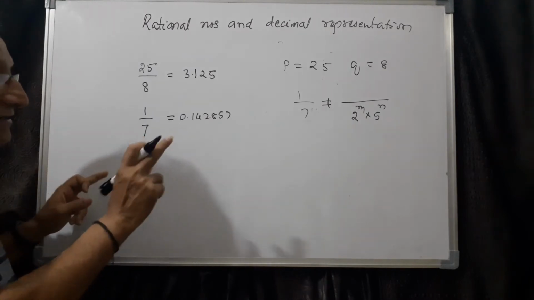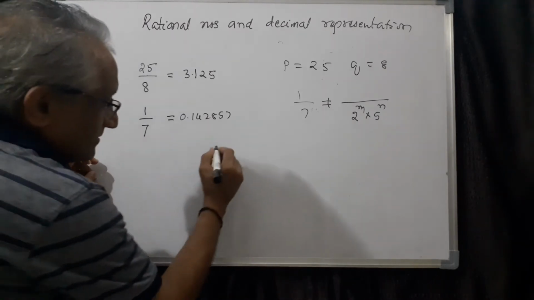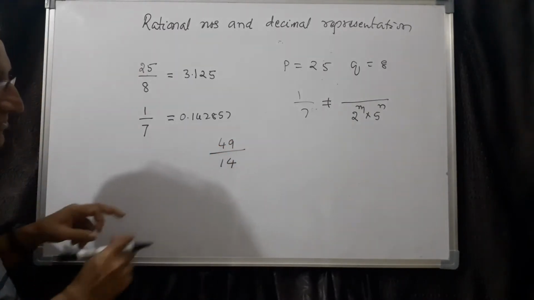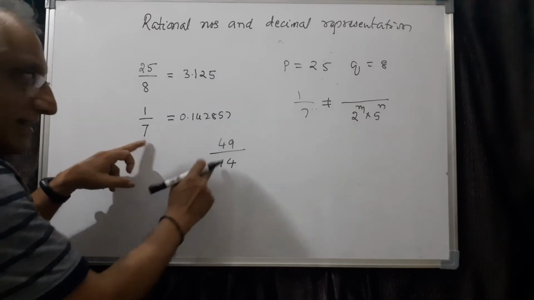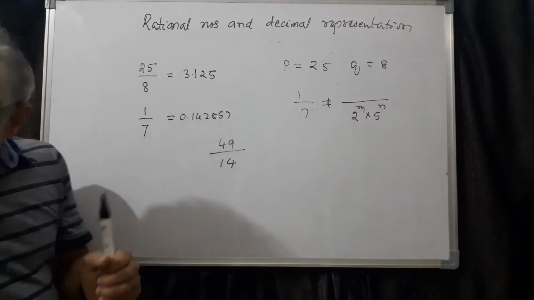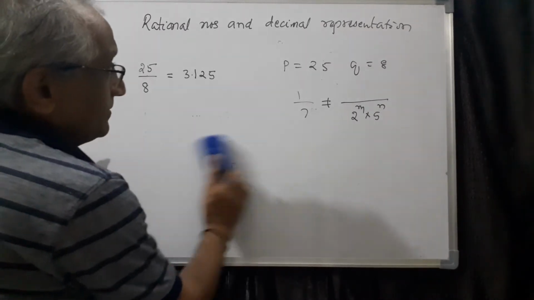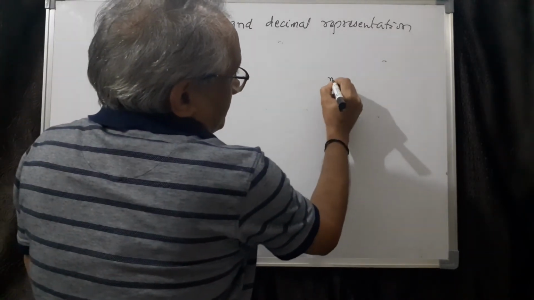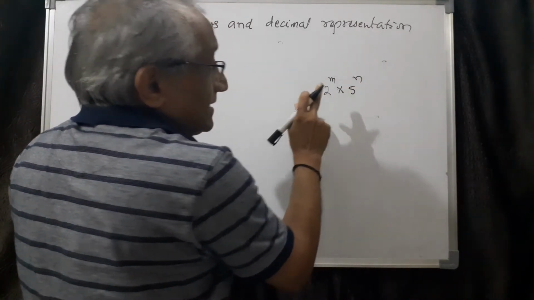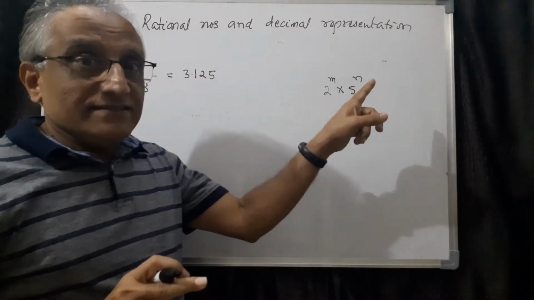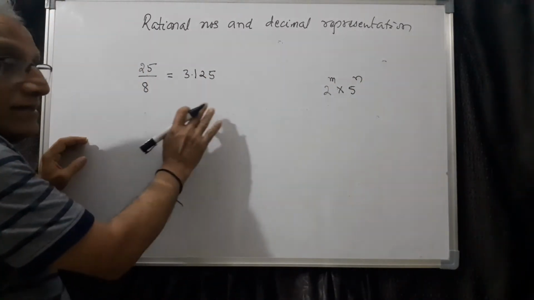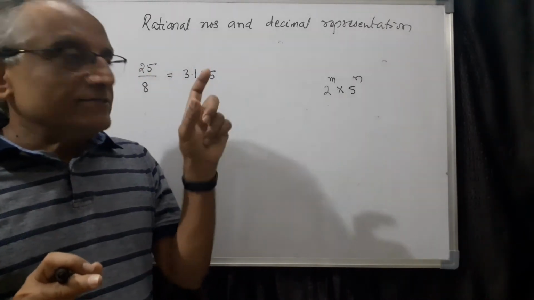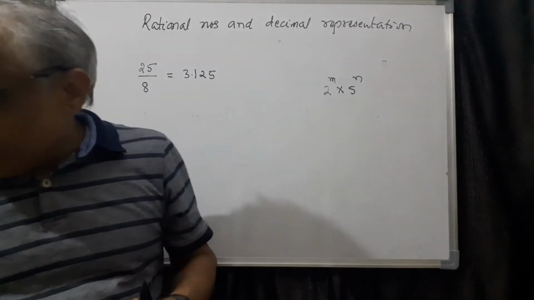But sometimes it is also possible when there is a 7. For example, if you take 49 divided by 14, here 7 is a factor, but after simplification once again you get 2 in the denominator. Therefore, the idea is that the denominator should be written in the form 2 power m into 5 power n, where m and n both should be positive integers. Then the number will have a terminating decimal expression. If it is not possible, then the number will have a non-terminating expression.